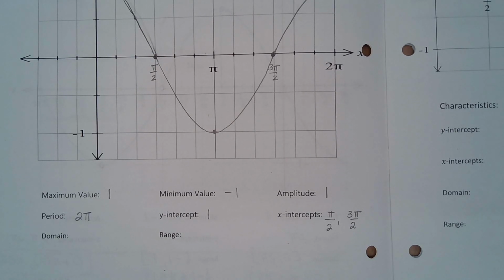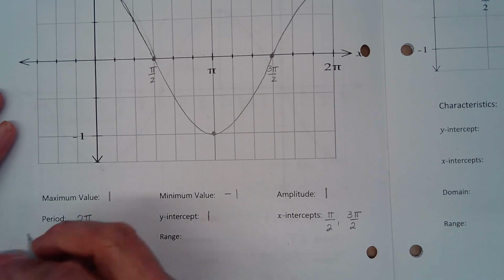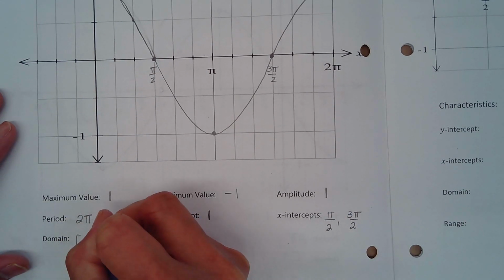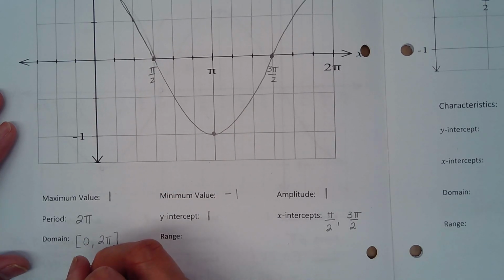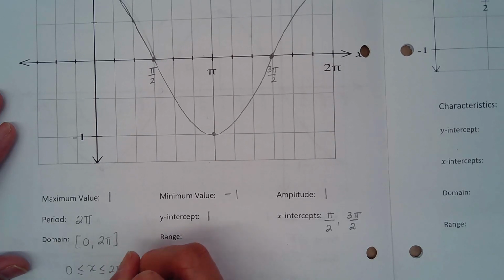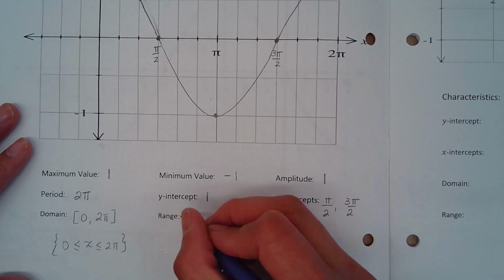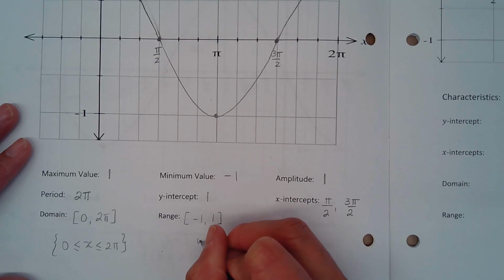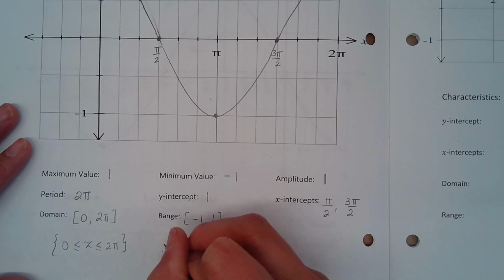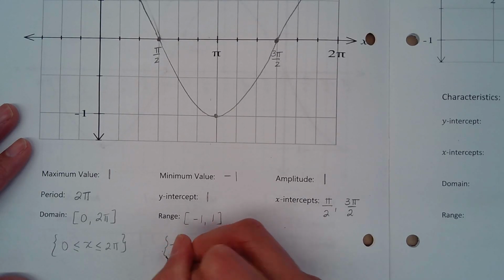Okay, what's the domain? Zero to 2 pi, or we can say x is greater than or equal to 0, but less than or equal to 2 pi. And what's the range? Negative 1 to 1, or we can say y is greater than or equal to negative 1, but less than or equal to 1.